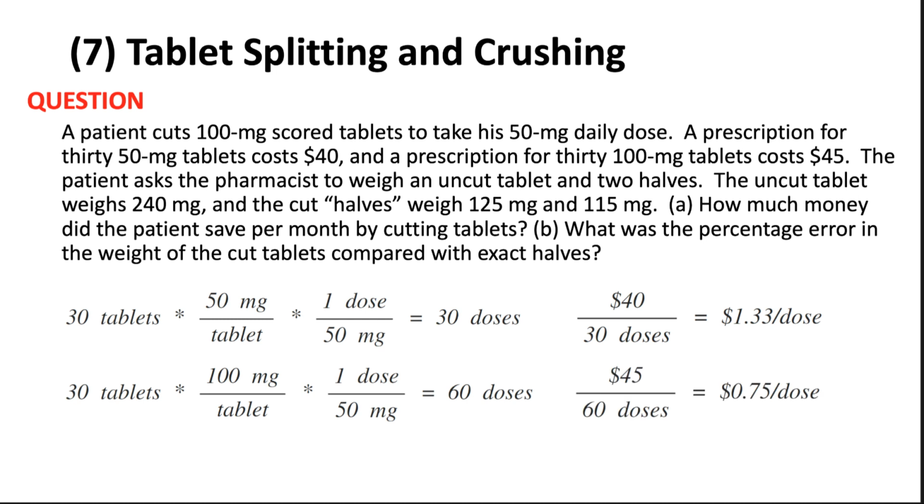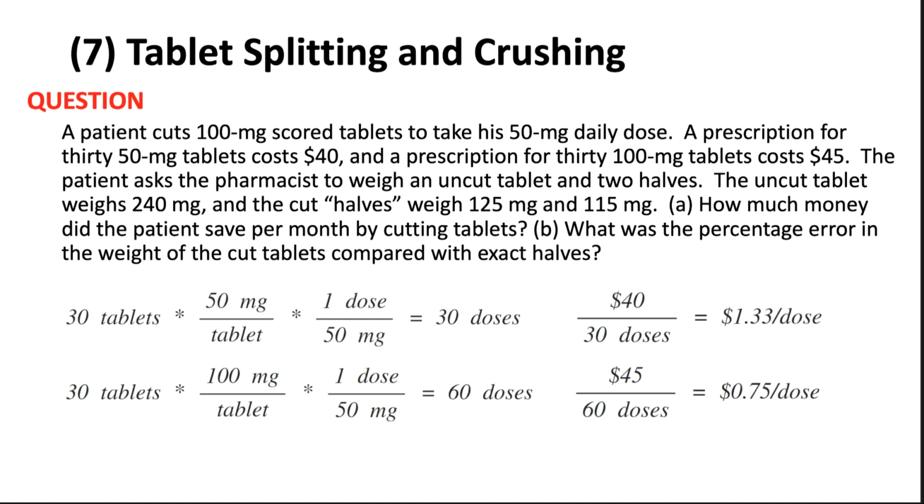All right. Do the same thing to calculate the cost. We paid $45 essentially for the 100 milligram tablets. Now we're going to divide it by 60 doses. We can see that our cost per dose has decreased to 0.75 or 75 cents per dose. Okay, so not quite, but almost half of what we were paying initially. To answer the question, though, let's go back. It says, how much money did the patient save per month by cutting these tablets?